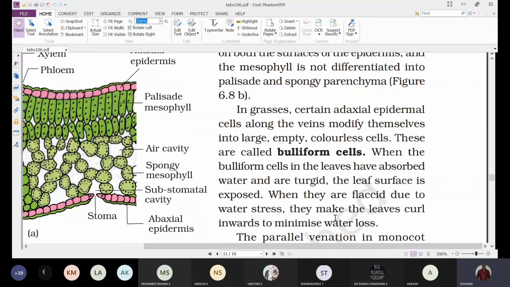Okay, the vascular bundles are the same. We'll find xylem towards the inner side and phloem towards the outer side, and the vascular tissues are surrounded by a sheath, that is, bundle sheath cells. And next, when you observe in the leaves of certain monocotyledonous plants like grasses, we find specialized cells called bulliform cells.